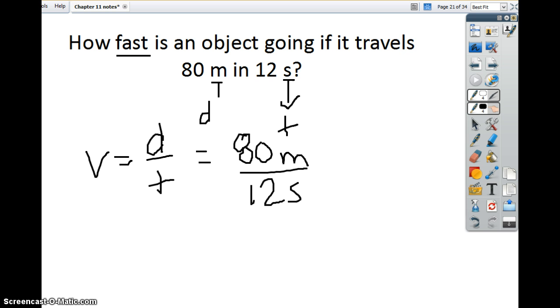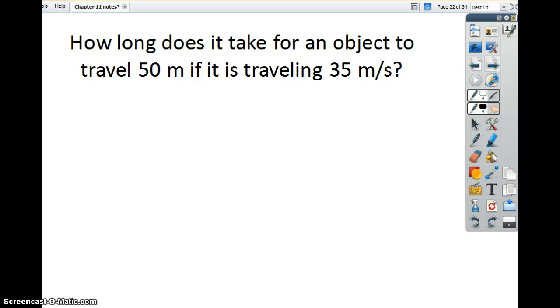When you take 80 divided by 12, you get 6.7 meters per second. The meters and the seconds don't cancel out. This per is the same thing as the division sign. You should pause and try to do this one on your own.